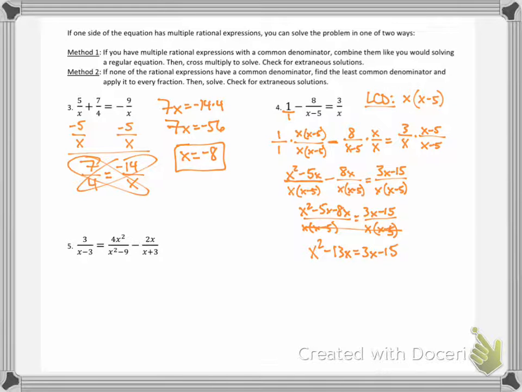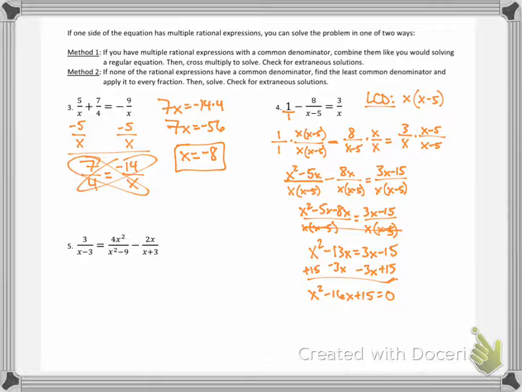Keep in mind, I still have to solve this equation. So I'm going to subtract the 3x, subtract the 15 to each side. Excuse me, I'm going to add 15 to each side. Make sure your signs are right. So I'd have x squared minus 16x plus 15 equals 0.